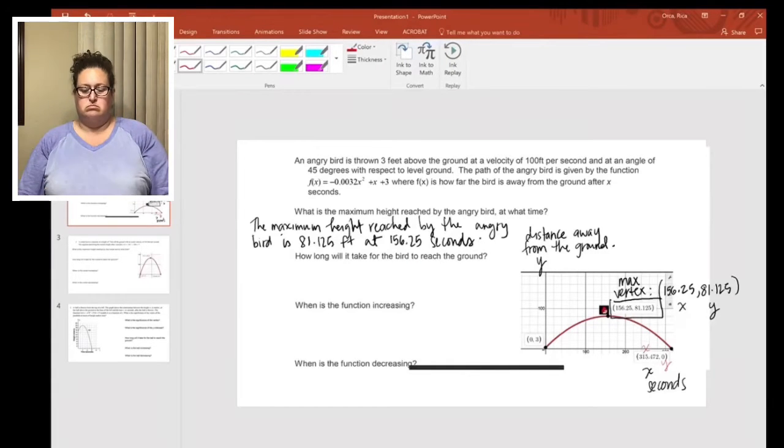So how long will it take for the bird to reach the ground? It will take 315.472 seconds for the bird to reach the ground.